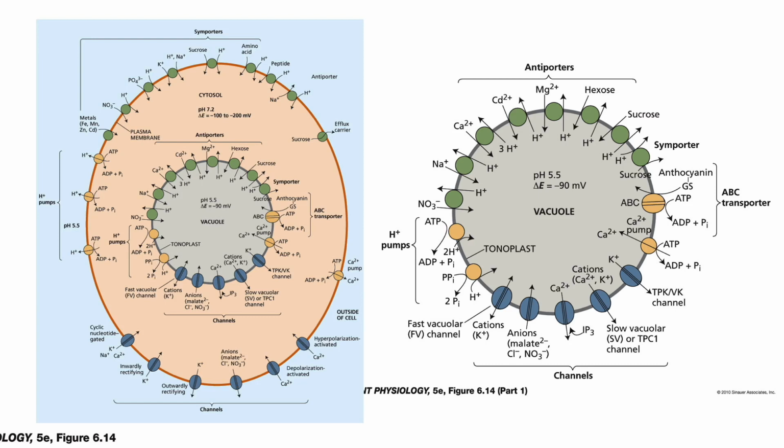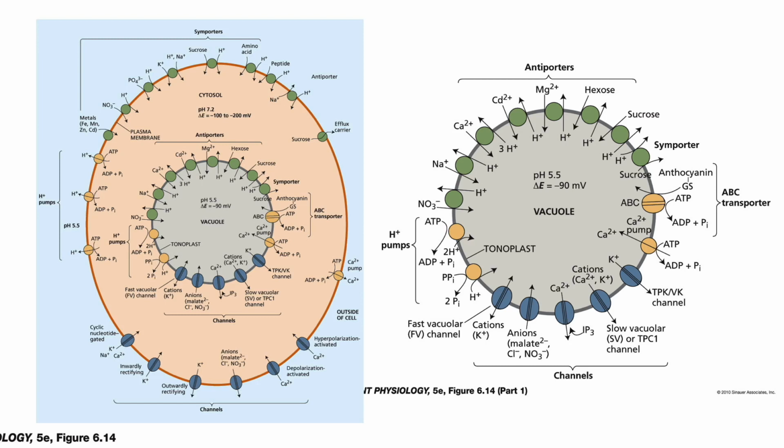There's another class of transporters known as ABC transporters, and these transporters utilize ATP, and they can transport more complex molecules like anthocyanins, which is a big organic molecule, and that can be driven into the vacuole for storage. Calcium is transported into the vacuole by a calcium pump, and it's using ATP. So it's a calcium ATPase in this case that is driving calcium against its electrochemical potential gradient.